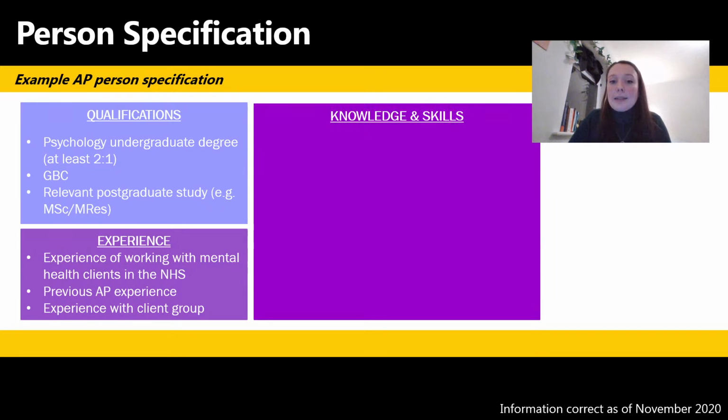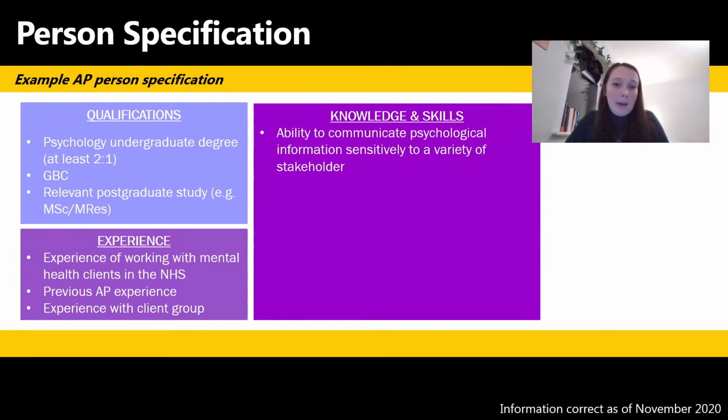Knowledge and skills. They might want you to be able to communicate psychological information sensitively to a variety of stakeholders. Stakeholders basically means anyone that's got a stake in what's going on. So it could be the client, their family, their carers, managers, board directors, colleagues, anybody really. So they want to make sure that you can do that.